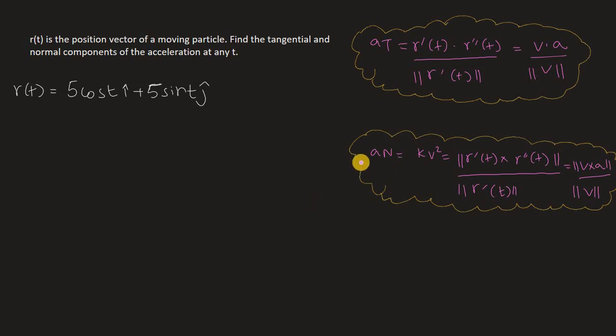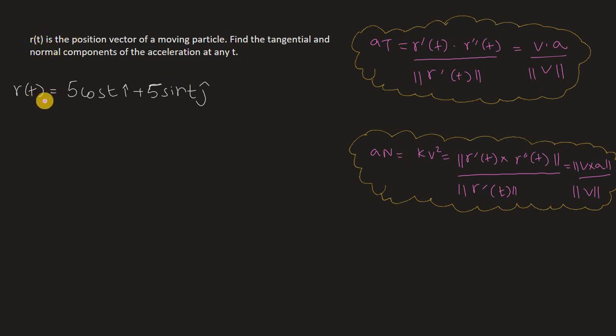Okay, and similarly you can do the same thing with the normal acceleration. Here you can find it in terms of kappa. If you're given the kappa, and if you don't know how to calculate kappa, I have made a video on that, so you can check that out. You can multiply kappa times the velocity squared, and that will give you the normal component of acceleration. Or you can find it in terms of the position, taking the first derivative, cross producted with the second, and then divided by the first derivative, and similarly you can write it in terms of velocity and acceleration as well. Okay, now let's solve this problem.